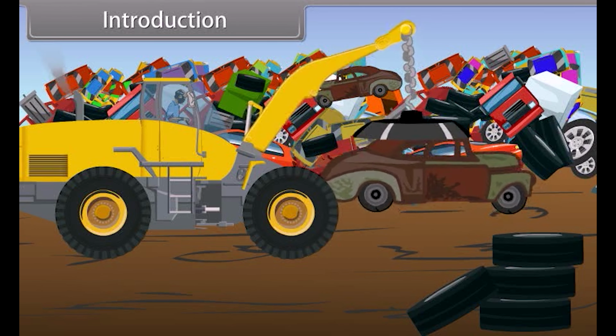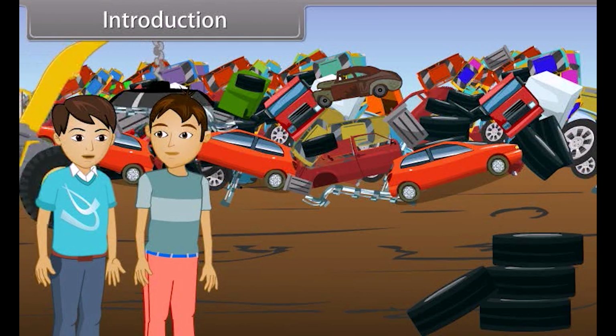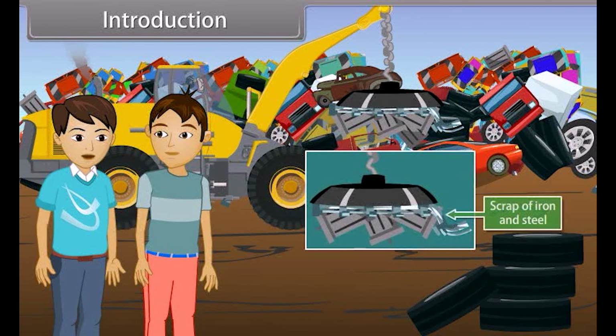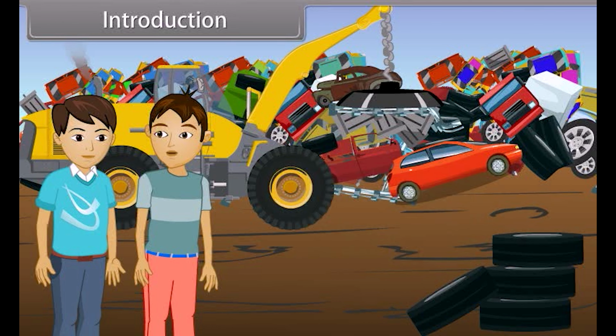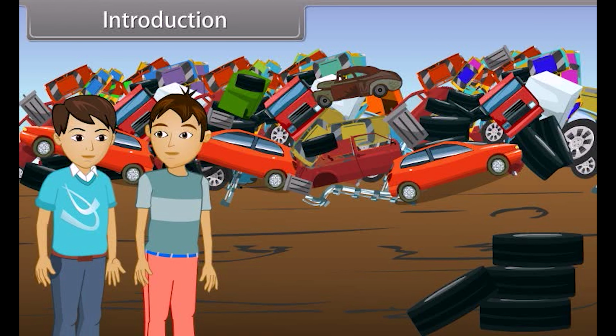Its anchor is made up of an electromagnet. When electric current is passed through it, it behaves like a magnet and attracts only iron and steel from the scrap. Okay, I got the answer to my question, and I want to know more about this. Will you please tell me? Sure. Today we will study magnetism and matter.